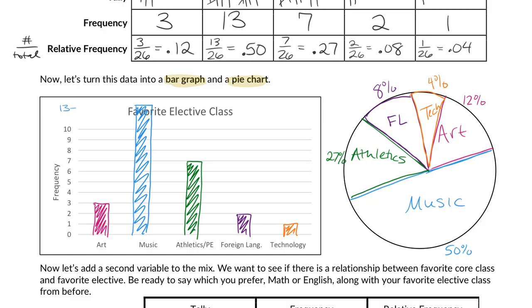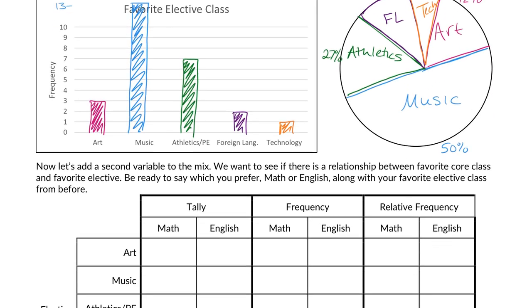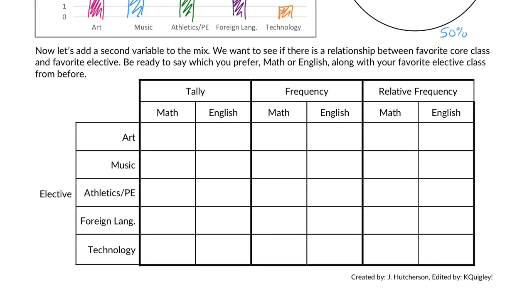So now you can't choose your response on what your favorite elective was. So please remember what you answered. But now I also want you to choose your favorite core subject. So we're going to go back and we're going to split our information amongst math and English. So now you're going to have to tell me two things.